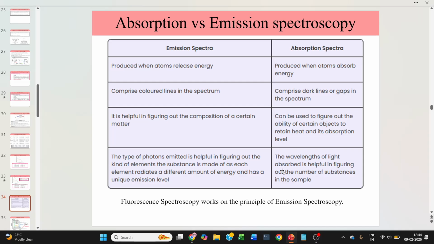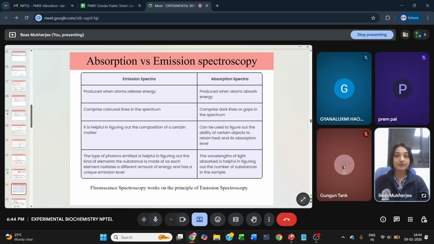Okay. Now we'll talk about absorption versus emission spectroscopy. So I was telling you that until now we were talking about absorption. Right, so now we are going to talk about emission spectroscopy. So what is that? Fluorescence spectroscopy works on the principle of emission spectroscopy. So emission spectroscopy means that some light is absorbed, but fluorescent light is often emitted by that sample molecule.